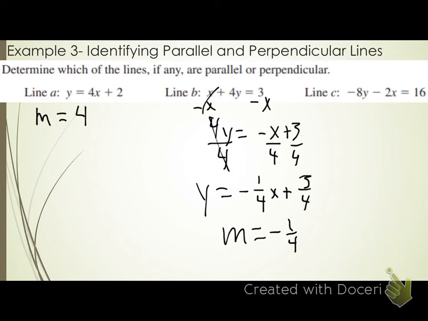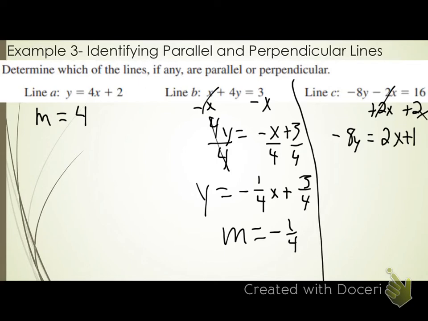Okay, line C. Let's go ahead and identify the slope before we start comparing all of our slopes. What's my first step to get y by itself? Add 2x to both sides. I get negative 8y equals 2x plus 16. And what's my last step to get y by itself? Divide everything by negative 8.